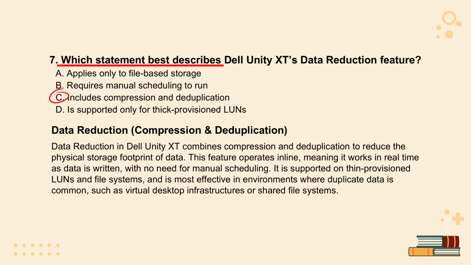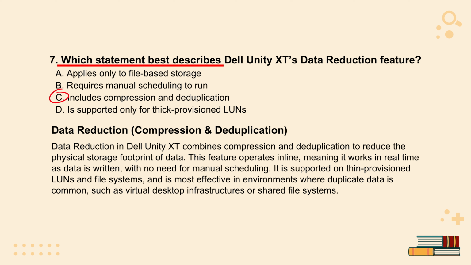Precisely. Dell Unity XT's data reduction technology works by first compressing the data as it's being written, making it smaller, and then by identifying and removing duplicate blocks of data. Right. That's the deduplication part. Got it. What's particularly effective is that this process typically happens inline, meaning as the data is actively being written to the storage array. This helps to maximize the storage efficiency right from the start.